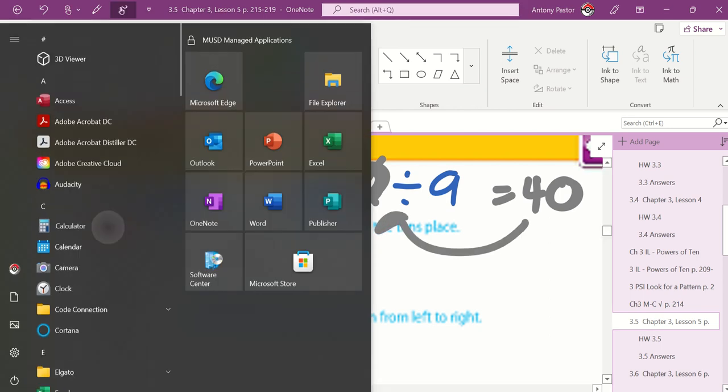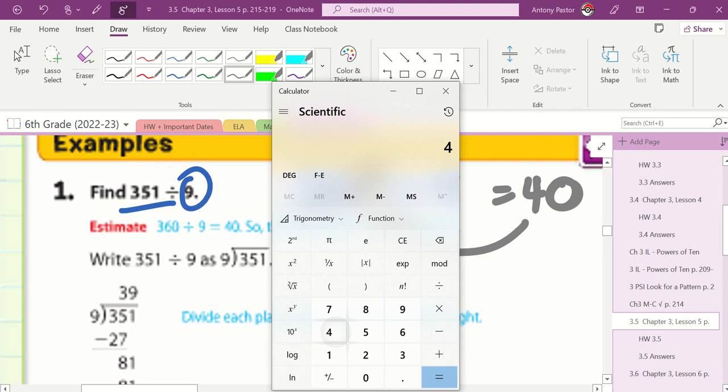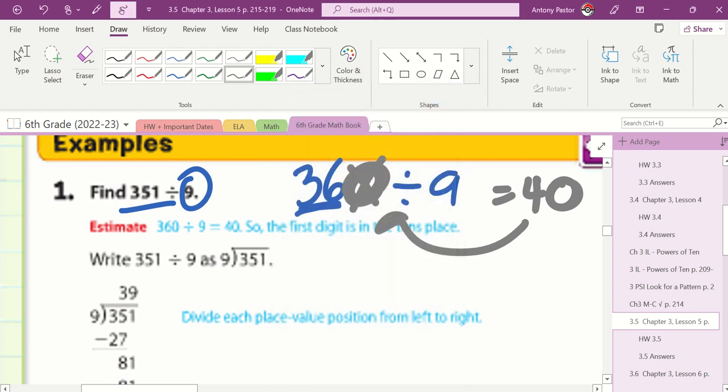And we can check our work. 40, which was our answer, times 9 should equal 360, and it does. And the same rules apply. 360 divided by 9 should be 40, and it is. Another way to look at it is this way.